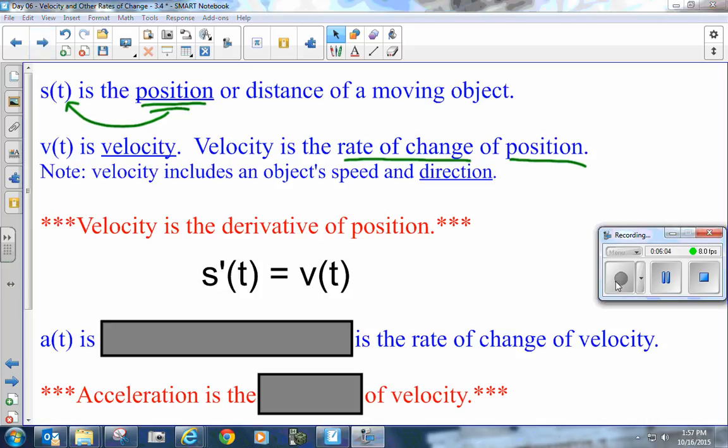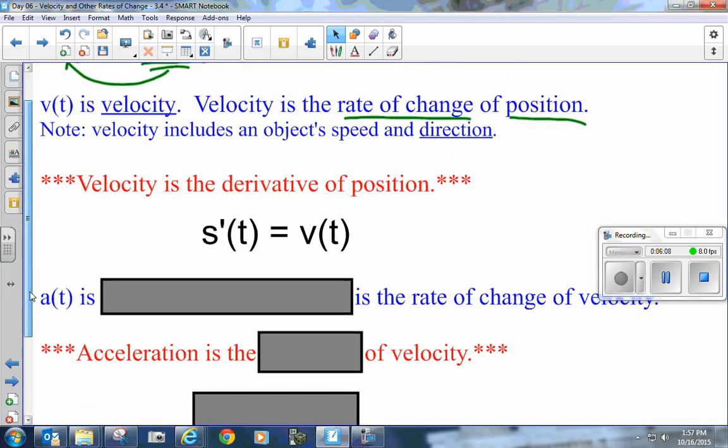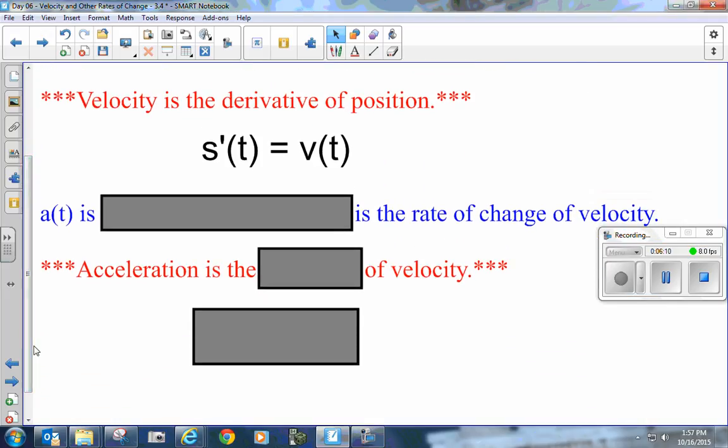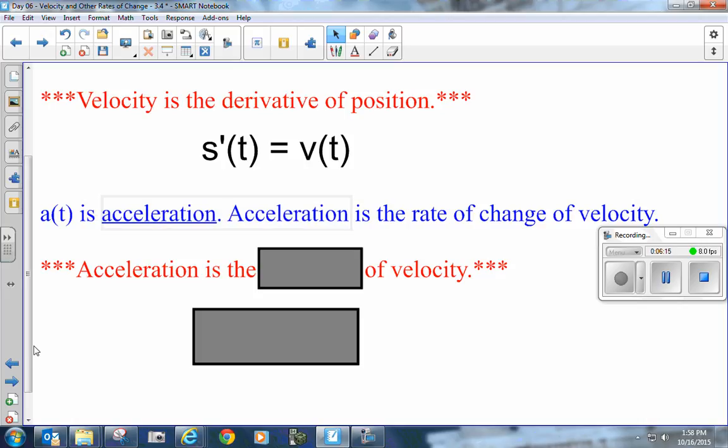So we have S of t for position, V of t for velocity. What do you think A of t is? Acceleration is right there. Acceleration is the rate of change of the velocity. So, in layman's terms, what does that mean? Derivative of the derivative. Yeah, you take a derivative of the velocity.